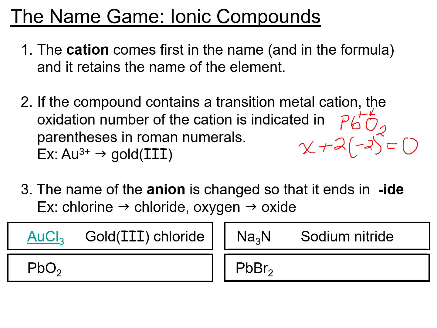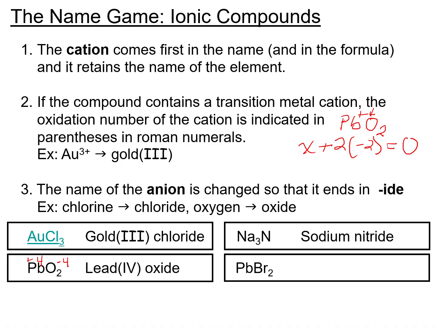Another way you can do it is you kind of write over it. So 2 times negative 2 is going to be minus 4. So that means lead has to be plus 4 in order for it to be neutral. It all depends on how you want to do it. So we go ahead and we write it down. So it's going to be lead 4 oxide.